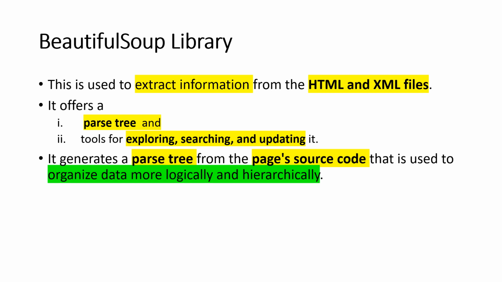Now comes parsing. After getting the content, we have to parse the tree. The BeautifulSoup library provides methods to extract information from HTML or XML pages. It offers parsing tree tools and different tools for exploring, searching and updating that parse tree. It generates a parse tree from the called web page and arranges it in a logical and hierarchical order.